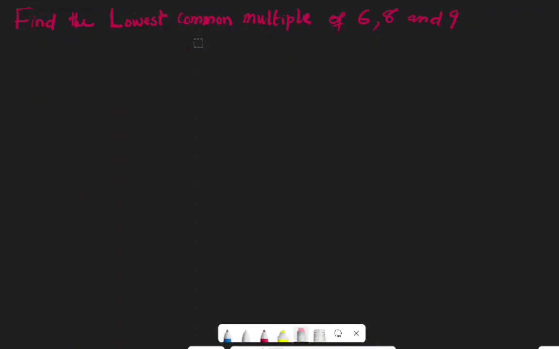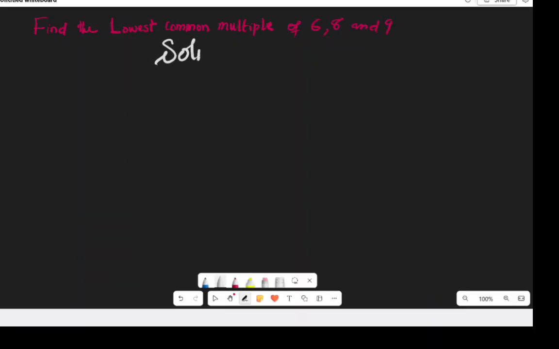Maths with Mr. JN. Today I will show you how to solve the problem of the lowest common multiple of 3 numbers. Solution. What we do here, we use the first method, which is the multiple method. In the multiple method, we have to look for the multiples of 6, 8, and 9.